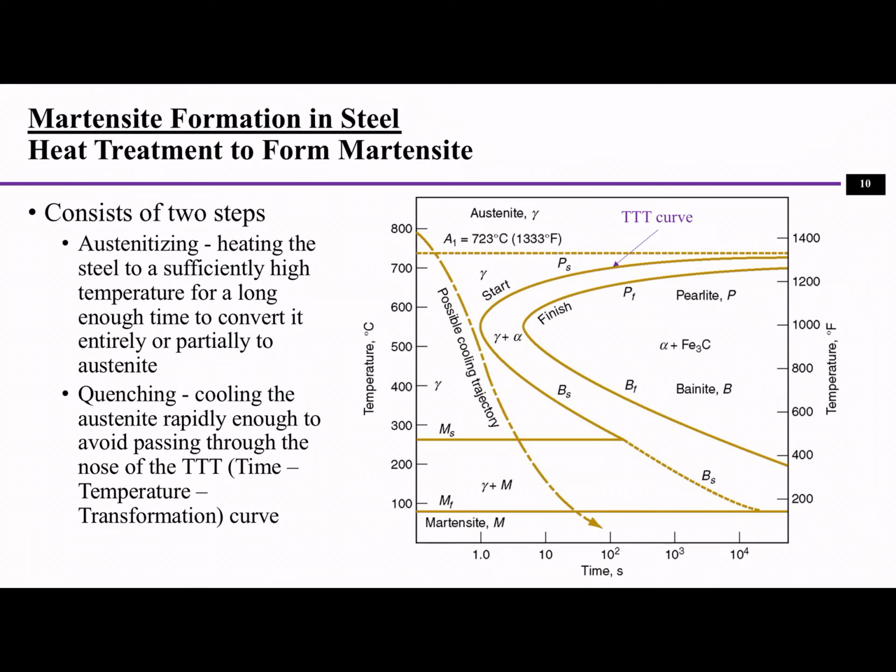And let it stay for a while until it's fully converted, or partially converted, into an austenite structure. Then we have the quenching process, that is to cool the austenite rapidly enough to avoid passing through the nose of the TTT curve. Let's see the TTT curve, avoid passing through that curve. So this is the fast cooling to room temperature. So this is how we heat treat to form martensite.